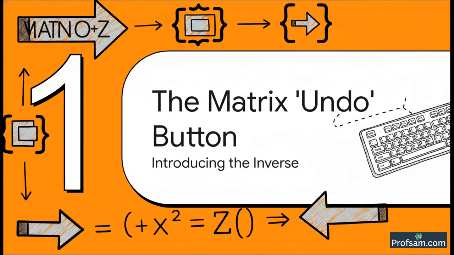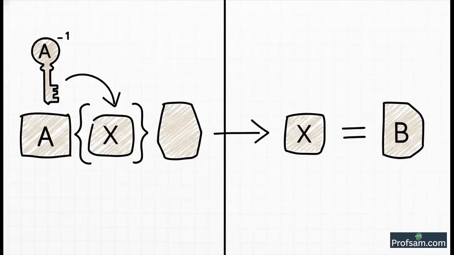So that special undo button is called the inverse of a matrix, and we write it as A to the power of -1. Just think of it like pressing Ctrl-Z on your keyboard. It literally reverses the operation of matrix multiplication, which is incredibly useful for solving equations. Our main mission, really, is to solve equations that look like this: AX equals B. Here, A is the matrix with all the coefficients, X is the matrix with the variables we need to find, like x and y, and B is the matrix with the constants on the other side. So the puzzle is, how do we get X all by itself?